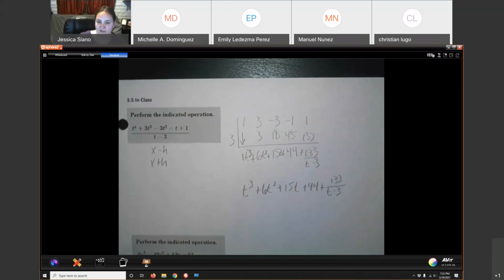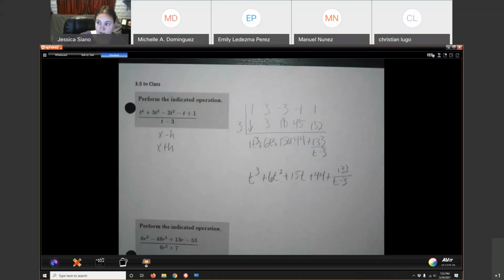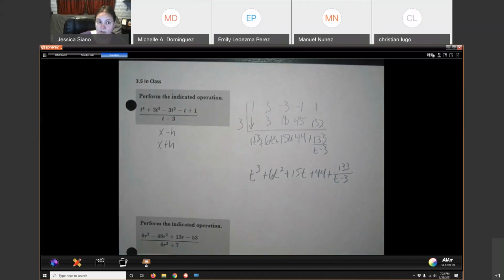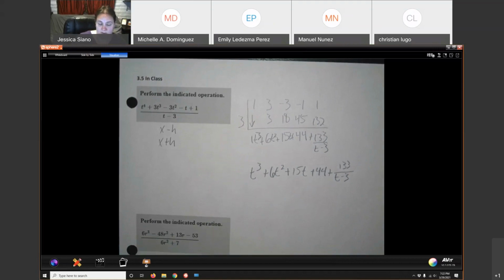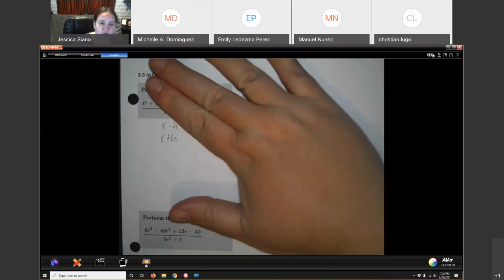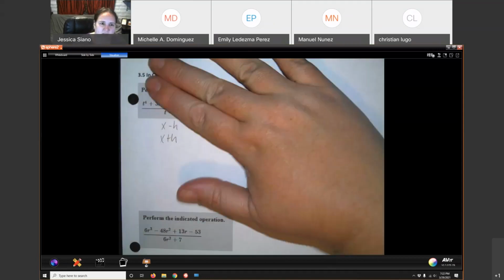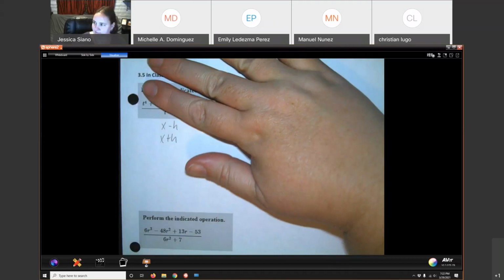Okay, so that's synthetic division. I'm sorry. I'm having a really hard time understanding why we go from the t to the 4th to the t to the 3rd. What is t to the 4th divided by t? Oh, t to the 3rd. That makes sense. Okay, thank you.